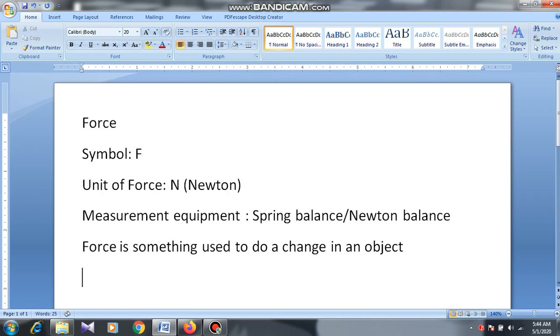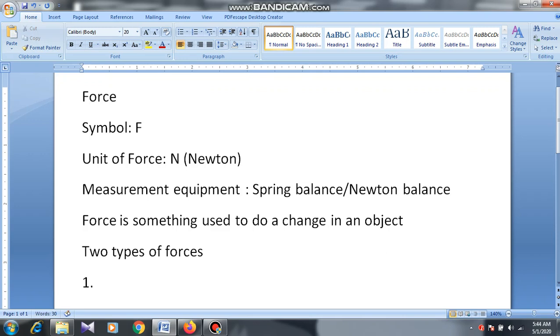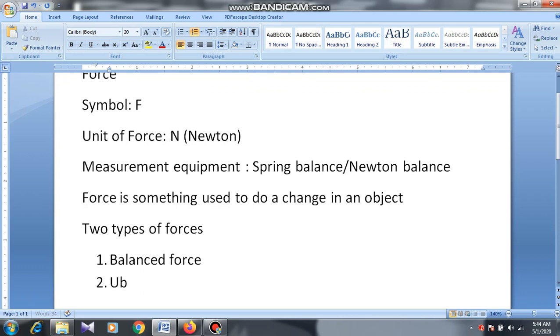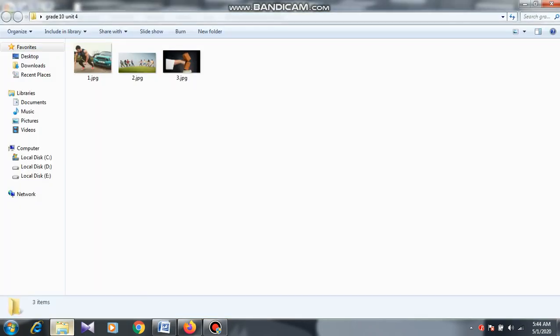In that case, force is divided into two types. One we call balanced force, the other we call unbalanced force. Force can be classified into two types: one is balanced force, the other is unbalanced force. Right. Now let's take this idea.